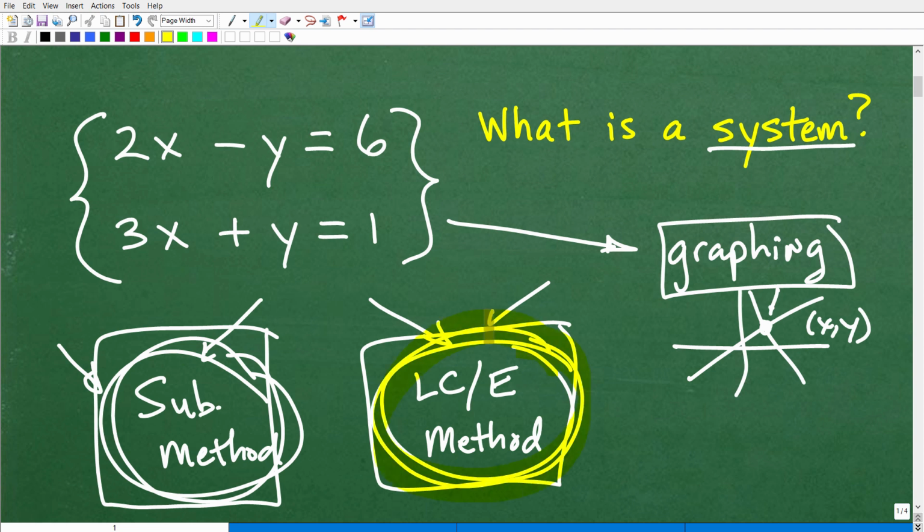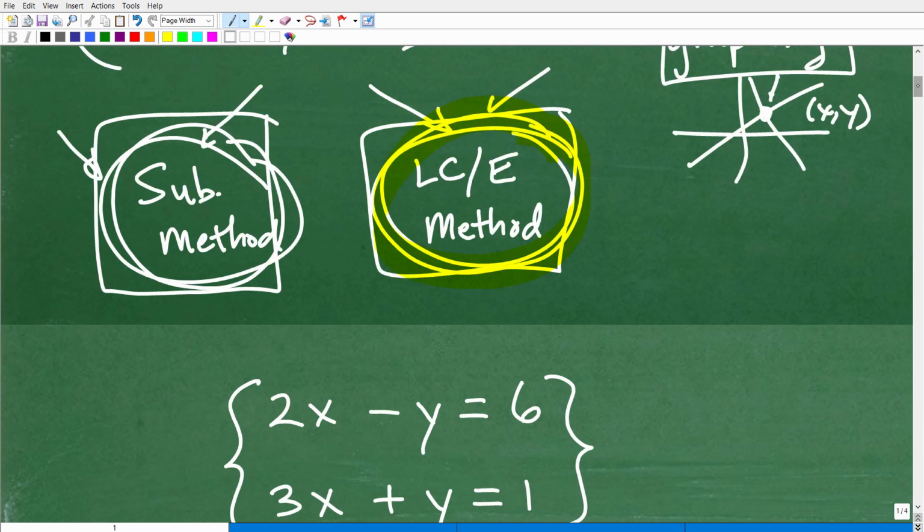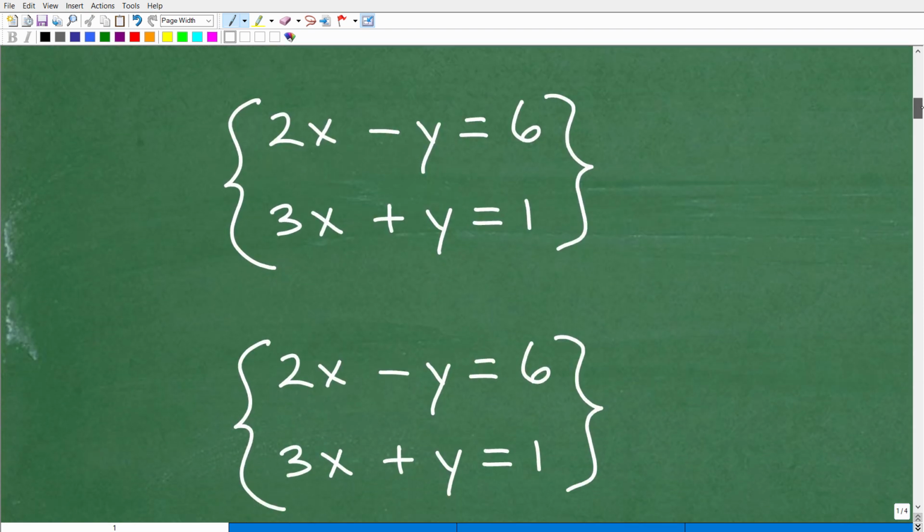Well, I would go ahead and use the linear combination elimination method. So we're going to go ahead and use that method to solve this. So I'm not going to be going over the substitution method.